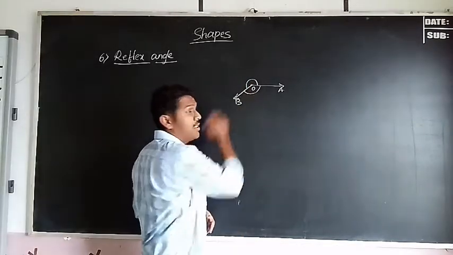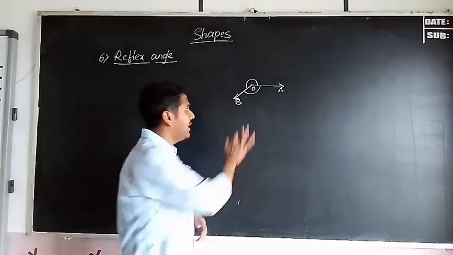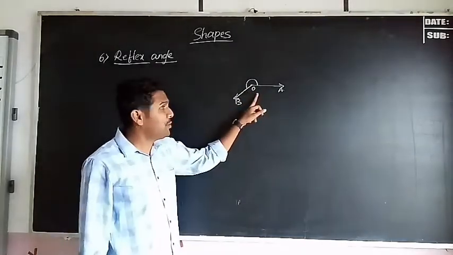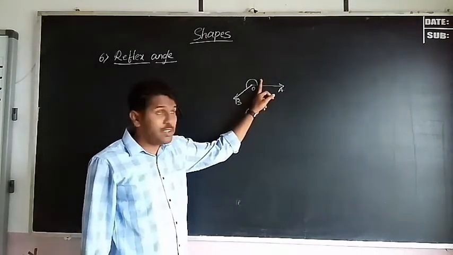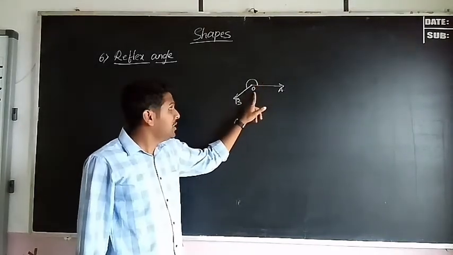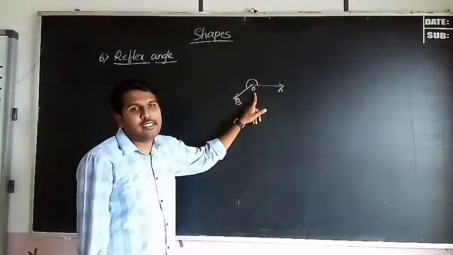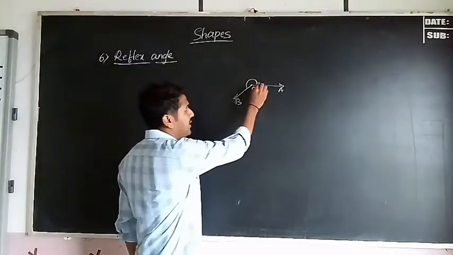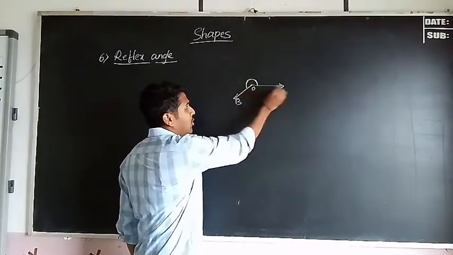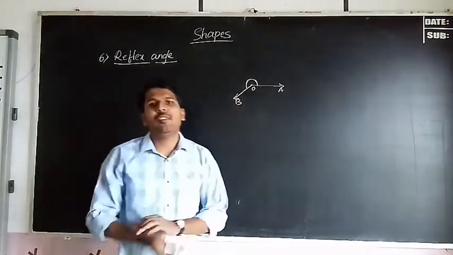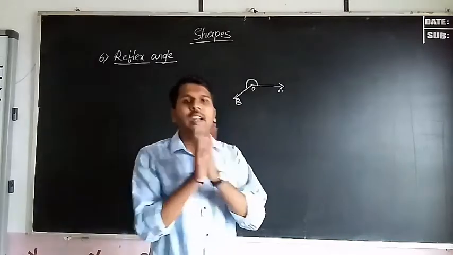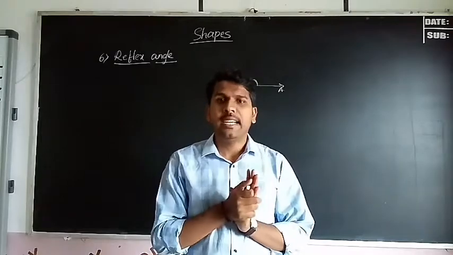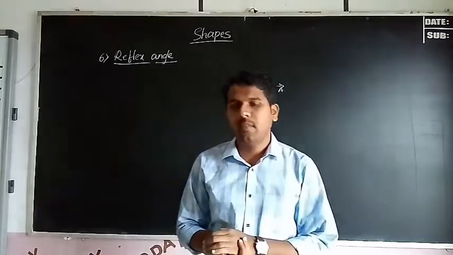So which one is the reflex angle? The first one, above this one, is a reflex angle. This is the obtuse angle. Second one, obtuse angle. This one I will explain in the next classes. So this is a reflex angle, reflex angle A O B. What is the definition of reflex angle? The measure of an angle is in between 180 degree and 360 degree. It is called a reflex angle.